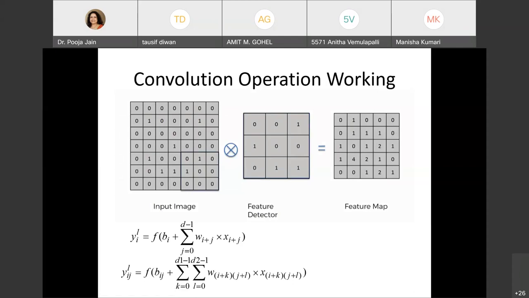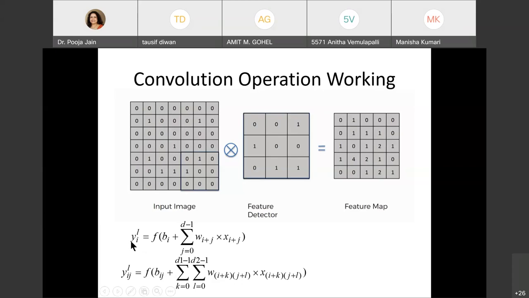So what will be the formula for output width? We can consider that output width is equal to input width minus filter width plus 1. If it is like that, then 7 minus 3 plus 1, it is nothing but 5. So you will get this 5x5 output over here.